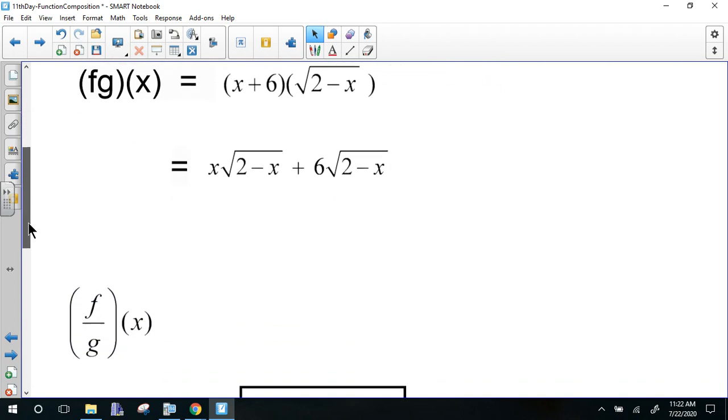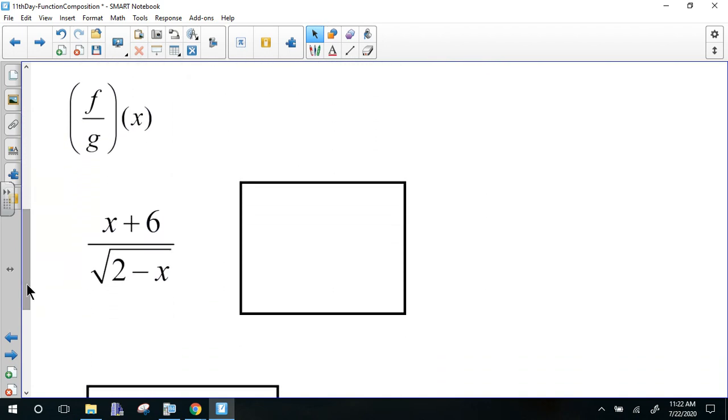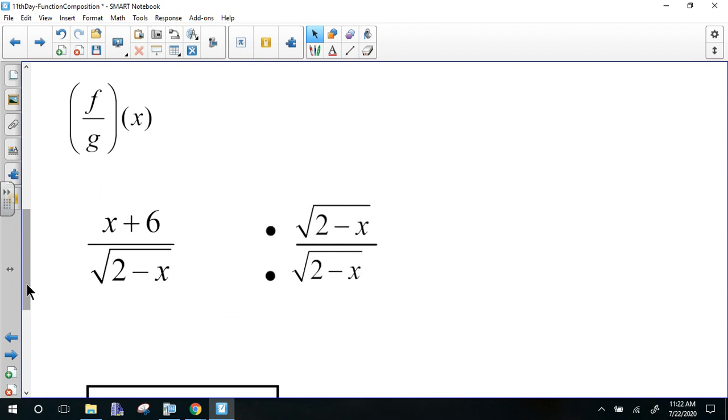If I do the division, I got x plus 6 over square root of 2 minus x. But remember in math, you cannot leave a radical in the denominator of your answer. So I need to multiply this by the conjugate. So I want to multiply the numerator and denominator by square root of 2 minus x.